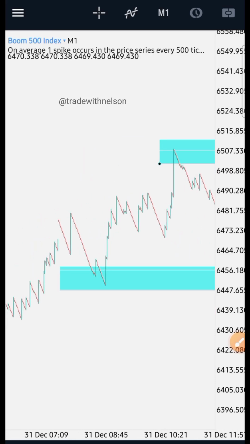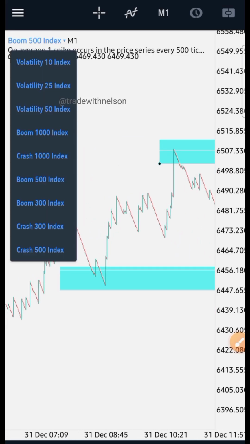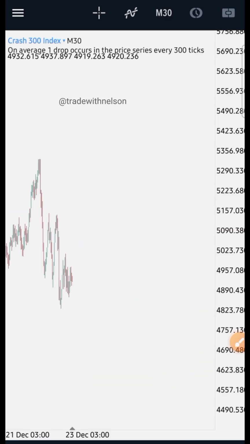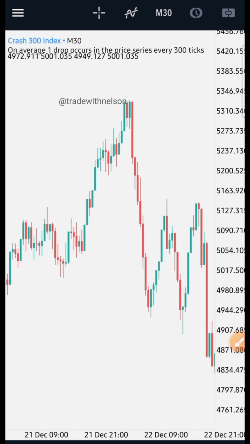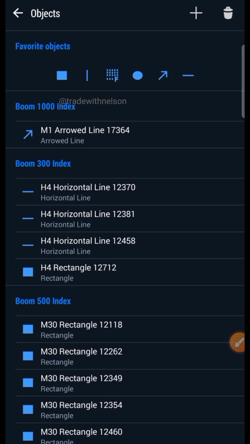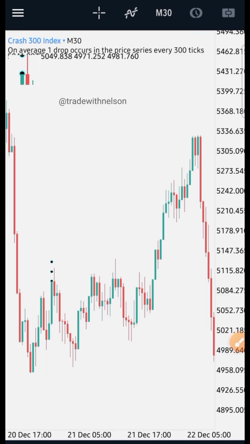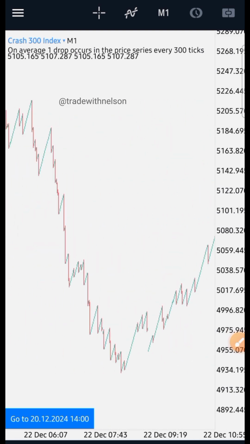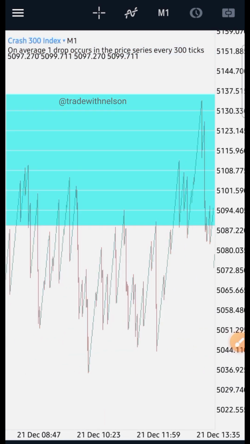So let me go to the crash market and also show you that it works also. Let's use the crash 300 for example. We go to our 30 minutes time frame, then we look for area where there is rejection. Let's use this area for example. There is a rejection at this point over here, and you go to our 1 minute time frame to look for that point.